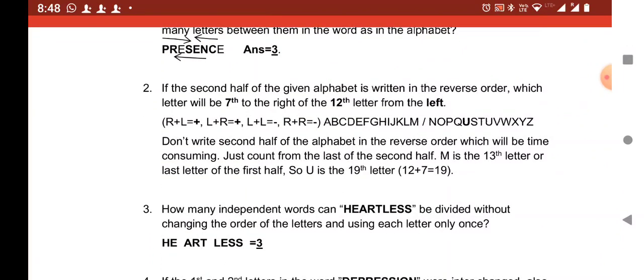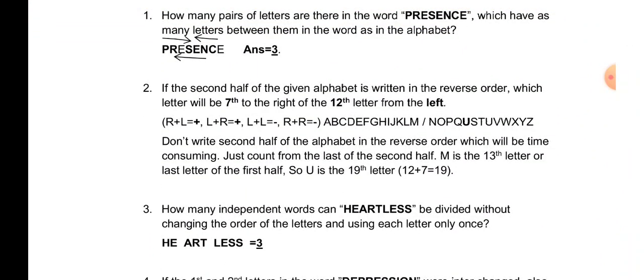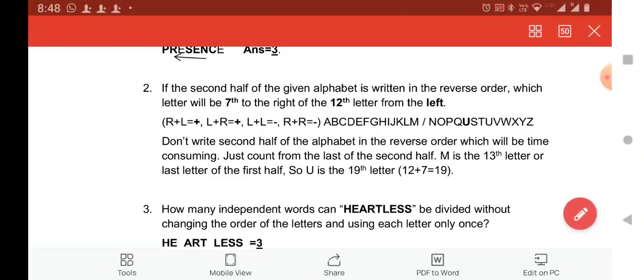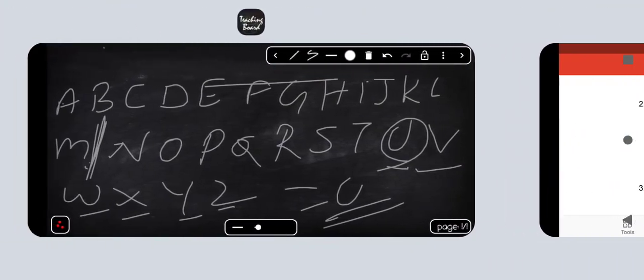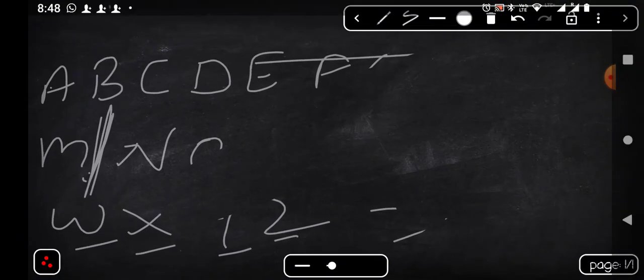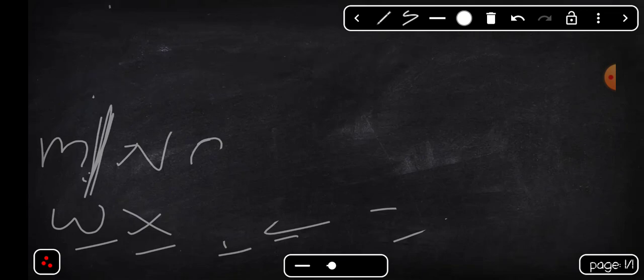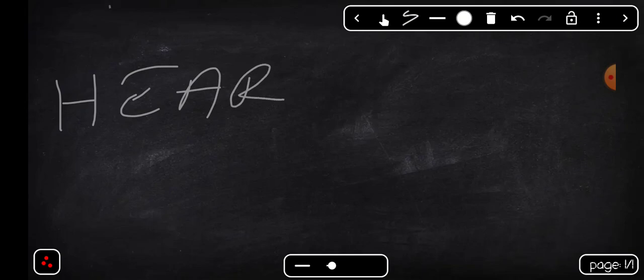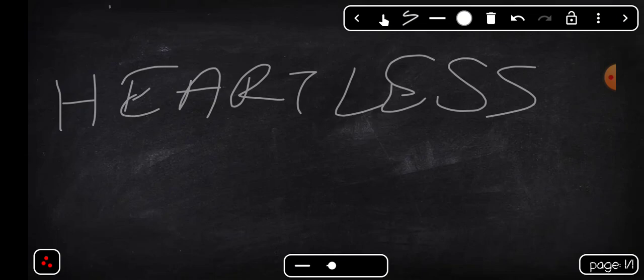How many independent words can HEARTLESS be divided into without changing the order of the letters and using each letter only once? Okay, let us see how to do it. What is the question? Heartless. First we have to write heartless: H E A R T L E S. This is heartless.